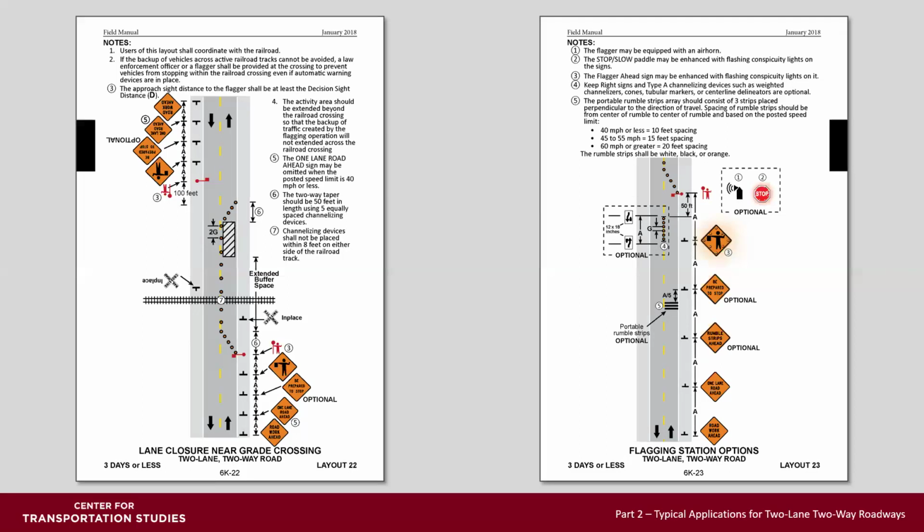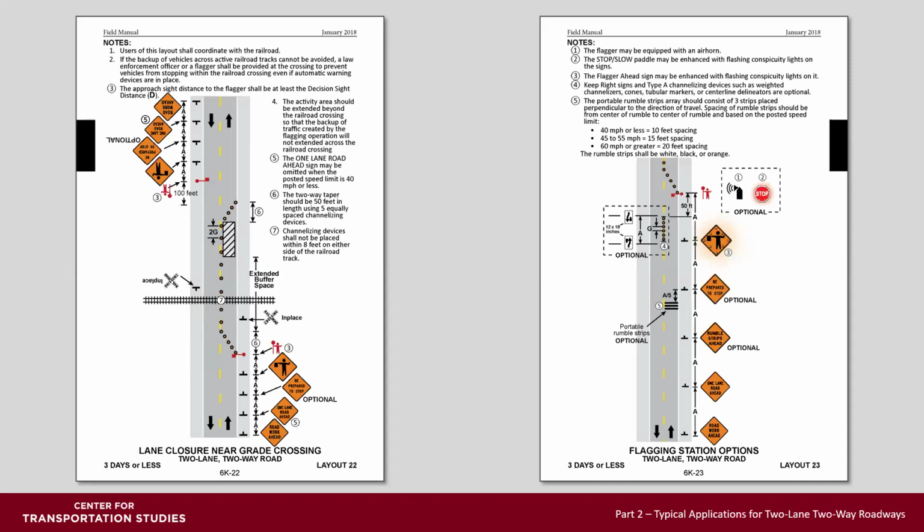Layout 22 is when you have a lane closure near railroad grade crossings. Allow enough time for this when planning this work to coordinate with the railroad. Notify the railroad you'll be working in that area. And also note channelizing devices shall not be placed within 8 feet of either side of the tracks. And when you're working on the railroad right of way, there may be special conditions with the railroad that you have to coordinate with.